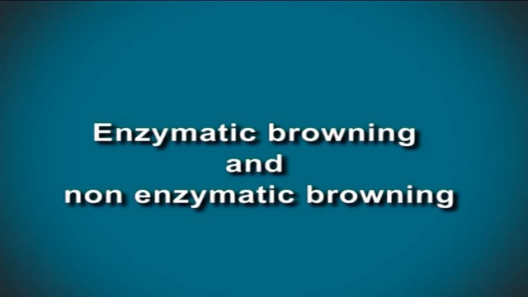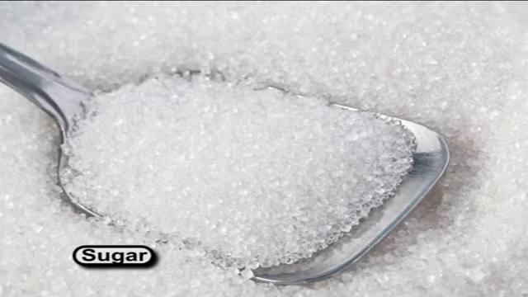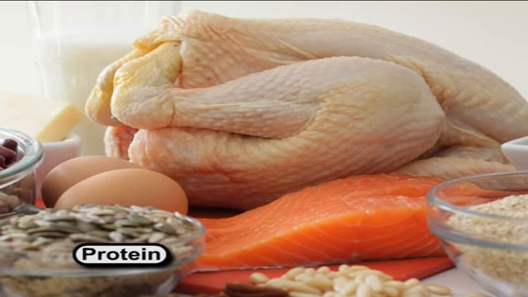Browning reaction is broadly classified into two types: enzymatic browning and non-enzymatic browning. Fruits and vegetables undergo enzymatic browning. Sugars individually undergo caramelization, and sugars along with protein undergo Maillard reaction. These are examples of non-enzymatic browning.